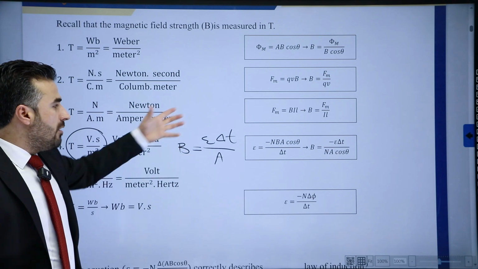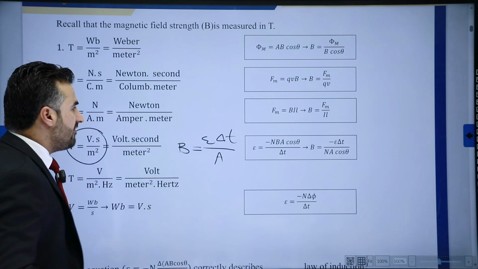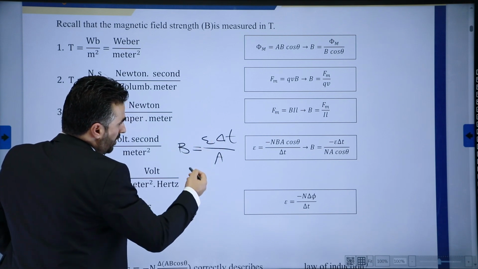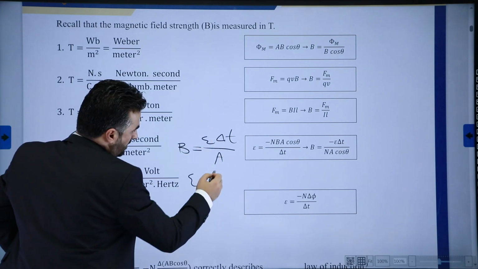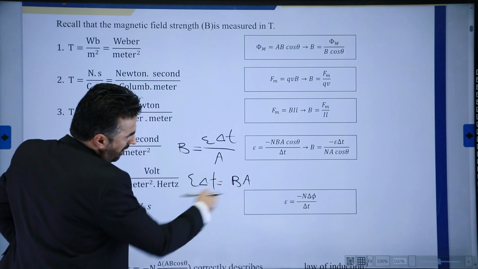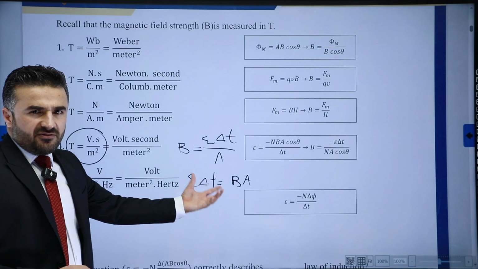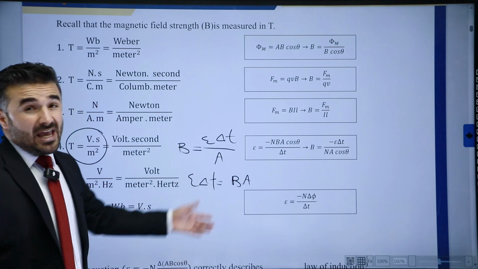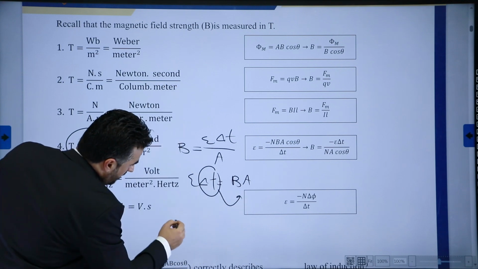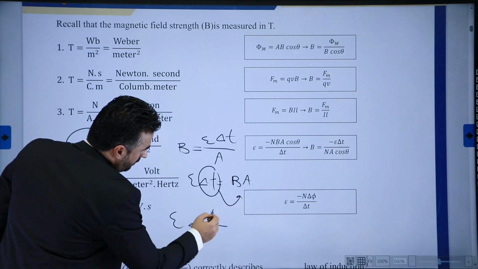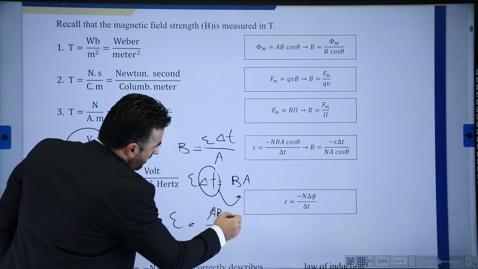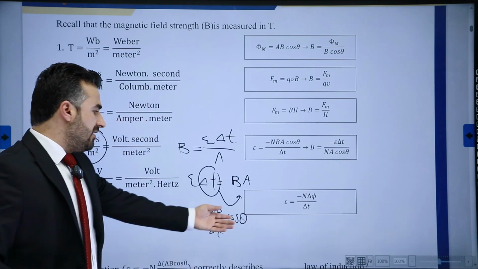So now I'll rearrange this equation to see if it makes any sense here. I can say electromotive force times delta T equals BA. And of course, now I can move this one right here. So I'll get electromotive force equal to, let's say, A times B, divided by delta T. And then, of course, I can add cosine theta if needed as well.